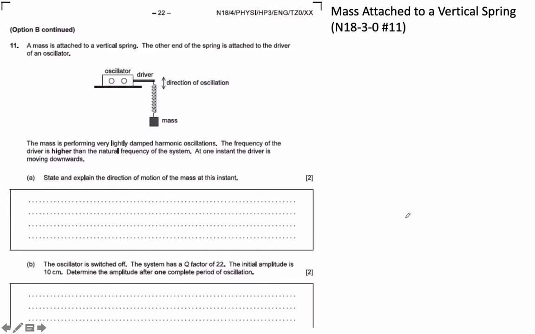Okay, a mass is attached to a vertical spring. The other end of the spring is attached to the driver of an oscillator. The mass is performing very lightly damped harmonic oscillations. The frequency of the driver is higher than the natural frequency of the system, right? So the system is a slow oscillator compared to the driver, right?